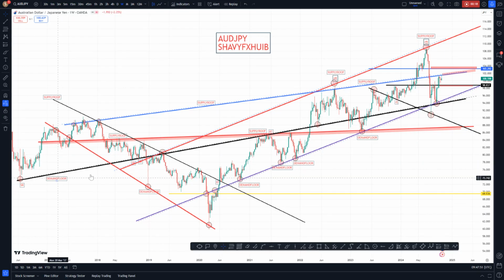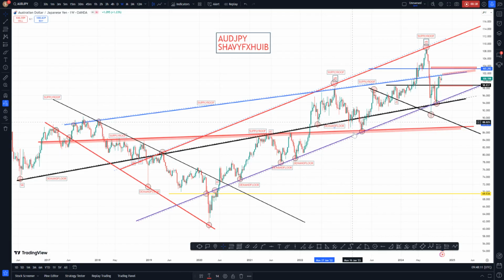a switch from demand floor to supply roof. Our price is trading on supply. Retest 1, retest 2, retest 3, retest 4, retest 5, break of a supply roof. Price returns on demand. A switch from supply roof to demand floor.